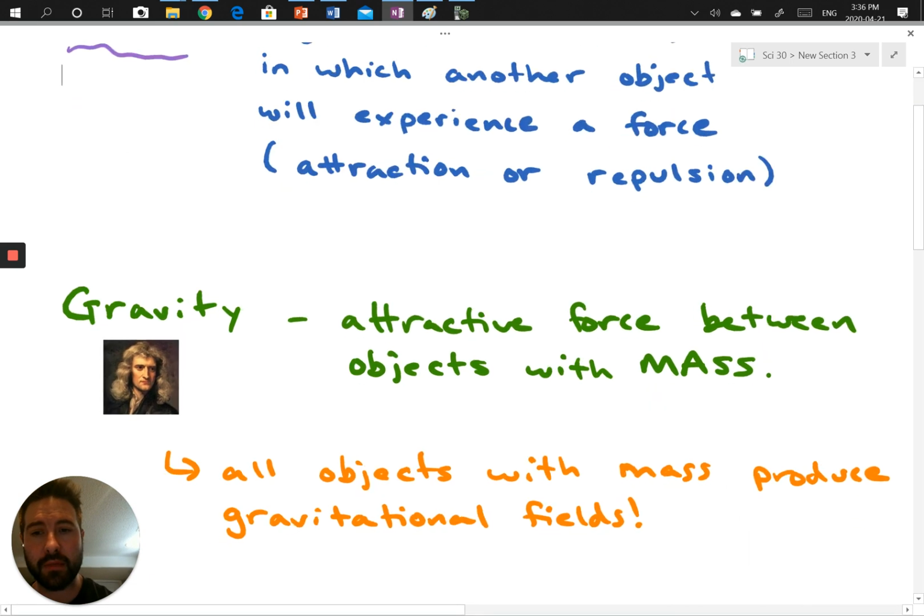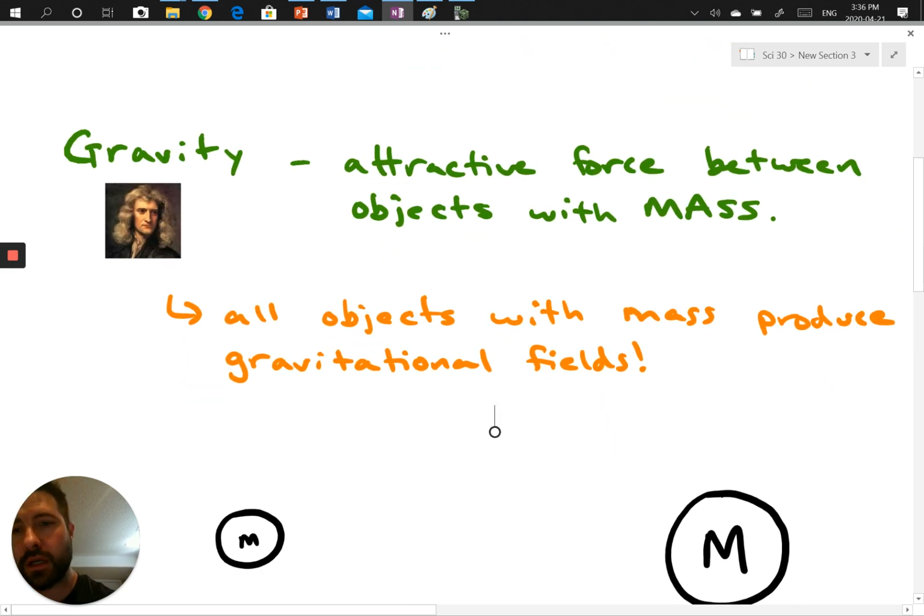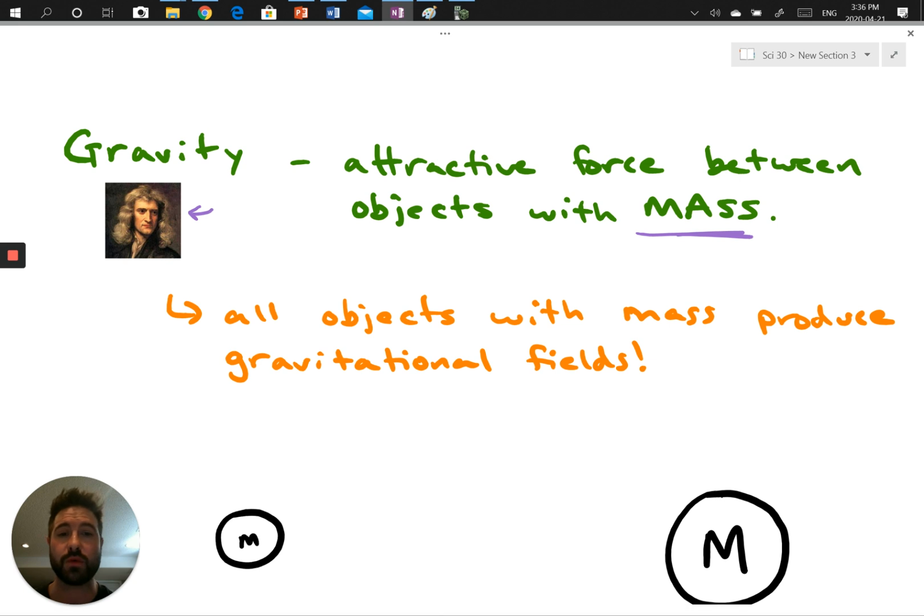And this guy right here is a pretty important figure in the history of science. Sir Isaac Newton. He was the first to define what gravity was. And basically what it boils down to, he came up with the universal law of gravity. Basically what that says is that any object that has mass is attracted to any other object that has mass. So there's an attractive force between all objects with mass.